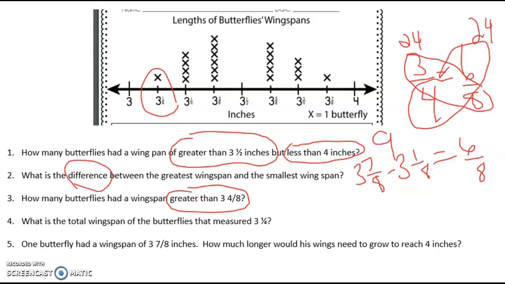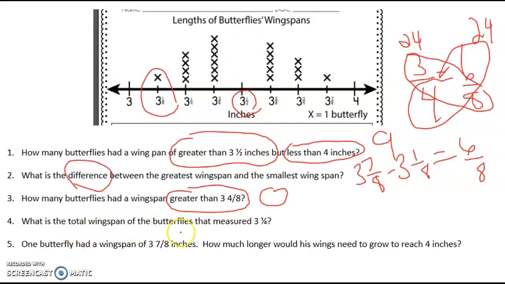This is when you should be answering a question out loud, talking to your stuffed animal, talk to your dog, your cat, your gerbil, your hamster, your brother, your sister, talk to yourself. That's because 3 4/8 is equivalent to 3 1/2. We're looking at, it's really saying how many butterflies had a wingspan greater than 3 1/2. Here's your 3 1/2. 0 butterflies. Didn't happen. There's no X's.